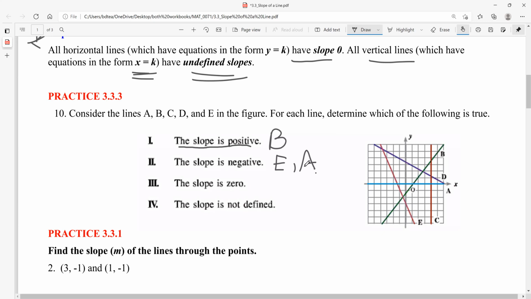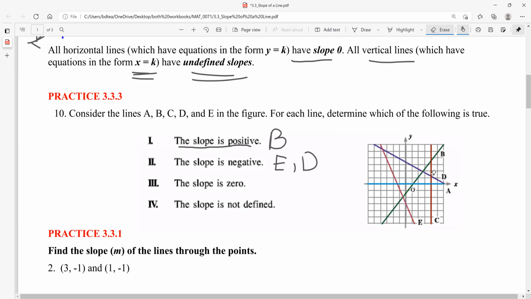Okay, wait a minute. I got the negative slope of A, so maybe this is line D. I'm looking at this. Yeah, maybe this is line D. So maybe the negative slopes are D and E and not A and E. I think this is E and D. So we're going to say this is E and D. So this purple line is line D. This A is the blue line here.